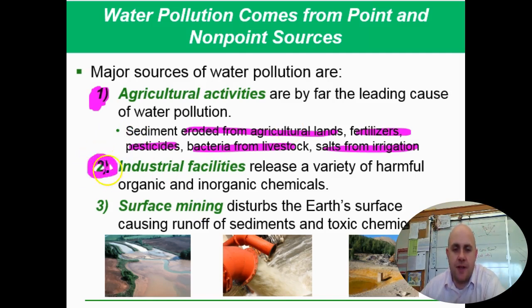Next is industry. Industry gets the second brunt of the blame, and they can release any one of a variety of different chemicals into the water systems. And then surface mining is the third worst one, and when you disrupt that surface, you allow a lot of sediment to flow, and then you can also release toxic chemicals like this picture here illustrates. Acid pool. Okay?